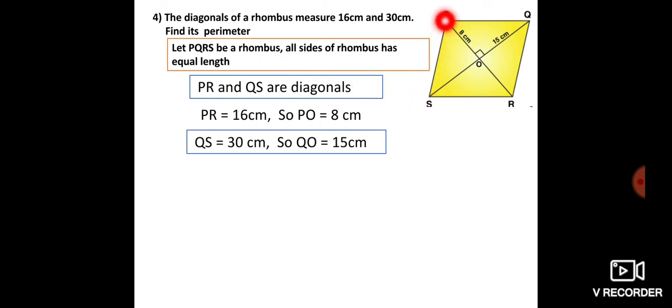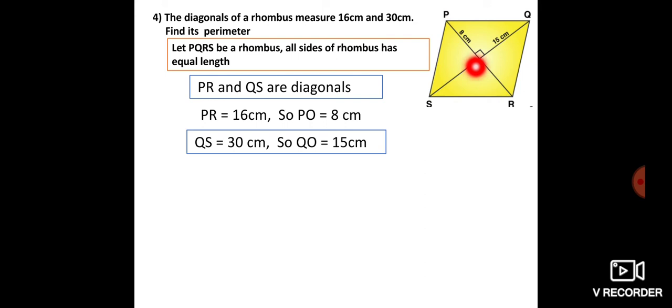If we get any one of these sides, PQ or QR or RS or SP, we can find the perimeter very easily, that is 4 into one side. Perimeter of a square is 4 into one side. Perimeter of a rhombus is also 4 into one side. But we don't know the length of one side. By using Pythagoras property, we have to find the length of PQ.